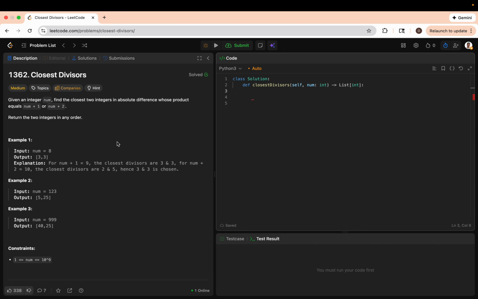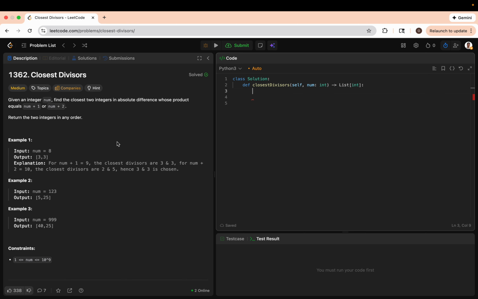Today let's go over a medium level question that I just solved on my own. I'm super happy about this and I'm very glad that I was able to come up with my own solution to this question without any assistance. So let's go over it and let me show you how I did it.